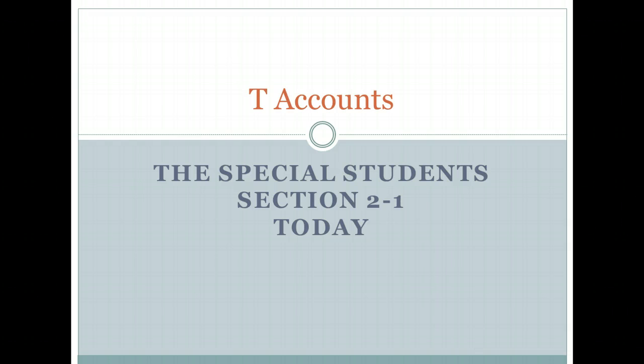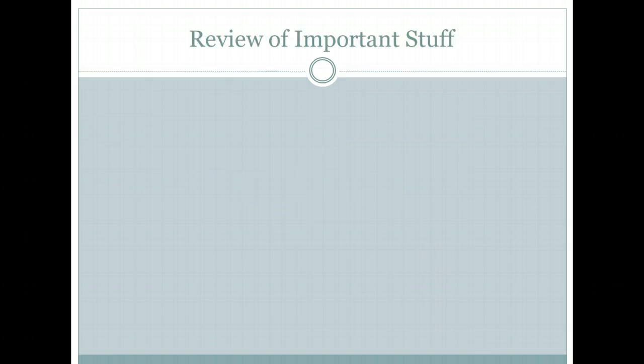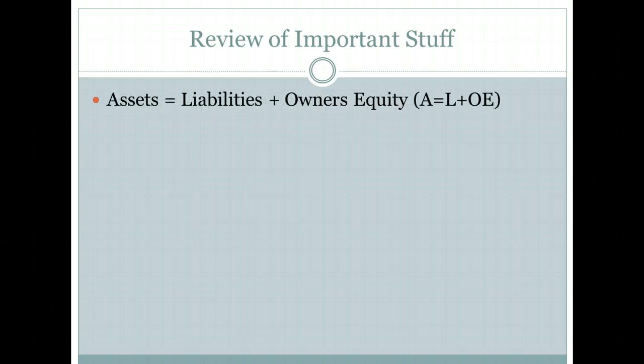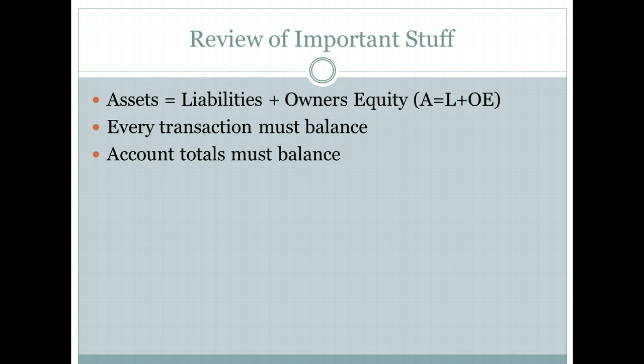and I will just start talking about what we talked about last week. Assets again equal our liabilities plus our owner's equity. That's the accounting equation that we just hammered last week over and over and over. We also said that every transaction has to balance and that our account totals when we are done with a transaction must balance.